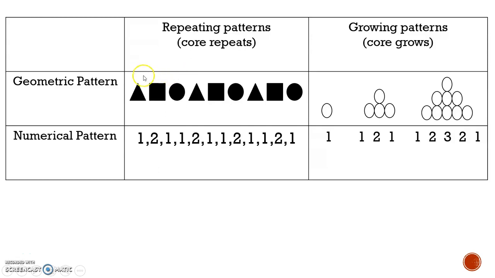For these repeating patterns, you can see that each set here, which is made up of triangle, square, and circle, keeps repeating itself. Or you can see here, each set is 1, 2, 1, 1, 2, 1, 1, 2, 1. But if you look at growing patterns, it gets bigger and bigger, isn't it? From 1 to 4, from 4 to 9. Or if you look at the numerical pattern, from 1 to 1, 2, 1, then 1, 2, 3, 2, 1. Can you guess what is next? Yes, it's 1, 2, 3, 4, 3, 2, 1.